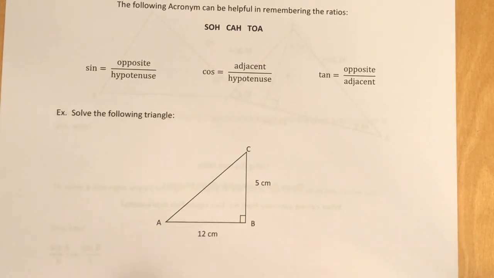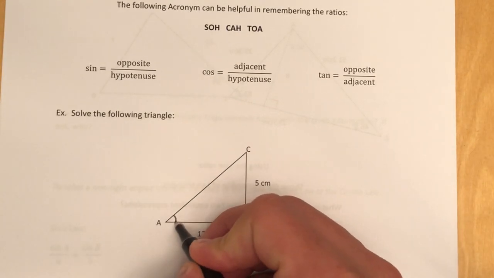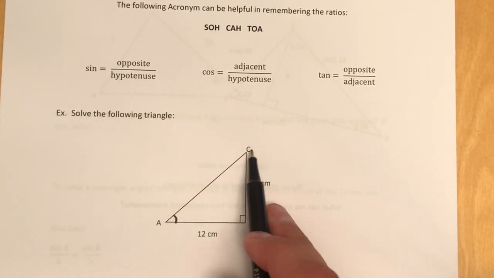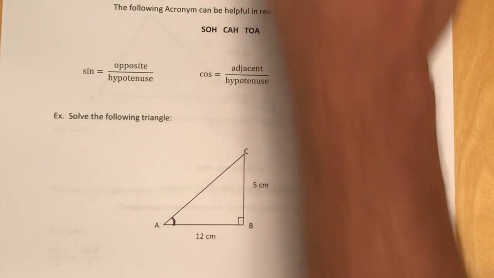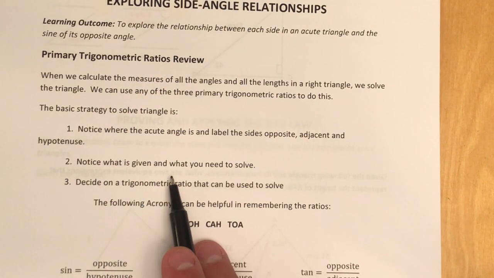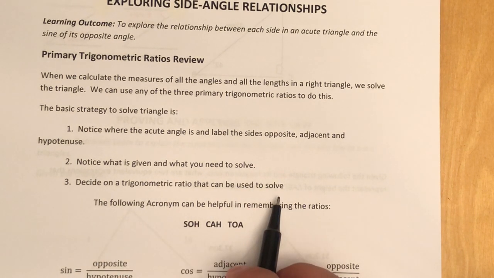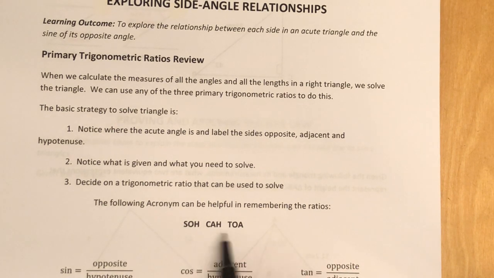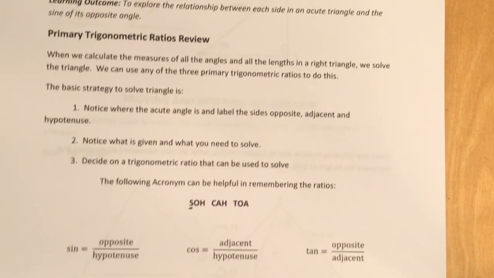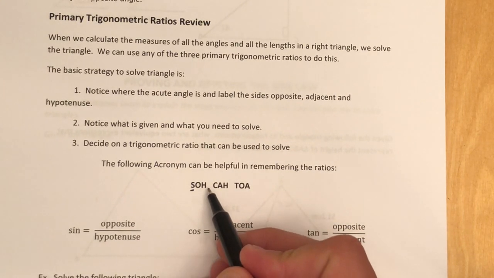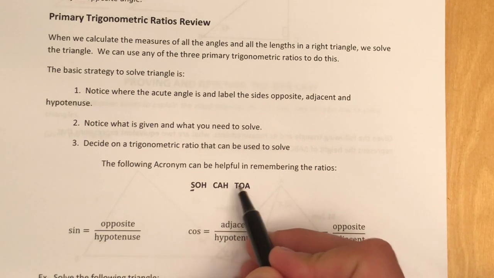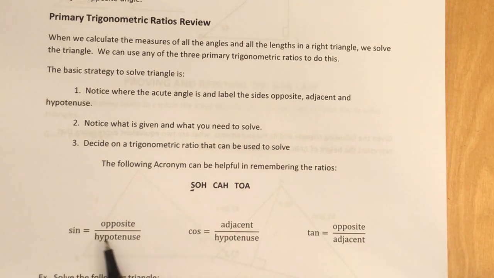So in this first example here, we are going to be looking from angle A. So if we were to label it from angle A, it will be different than if we were to label it from angle C. Next, we notice what is given and what you need to solve. Lastly, decide on a trig ratio that is going to be used to solve it, often using SOH CAH TOA, knowing that S is sine and it represents opposite over hypotenuse. Cosine is adjacent over hypotenuse, and tan is opposite over adjacent, which are all written right over here.